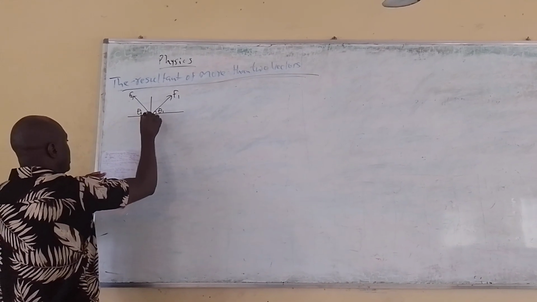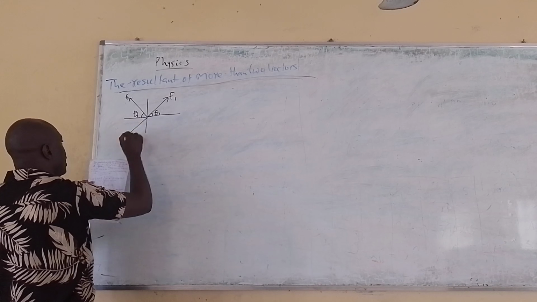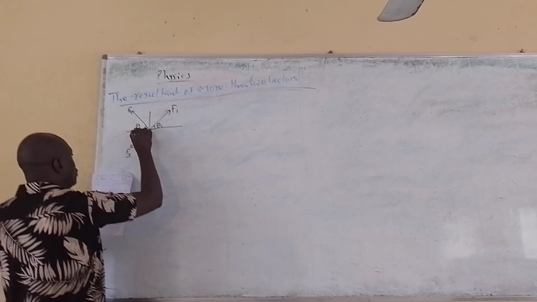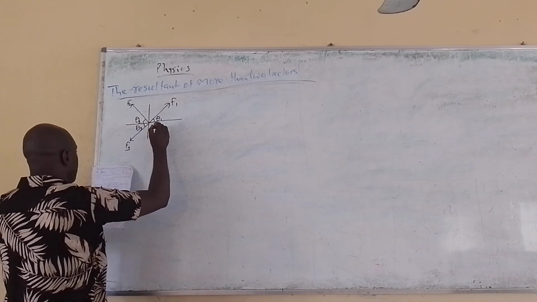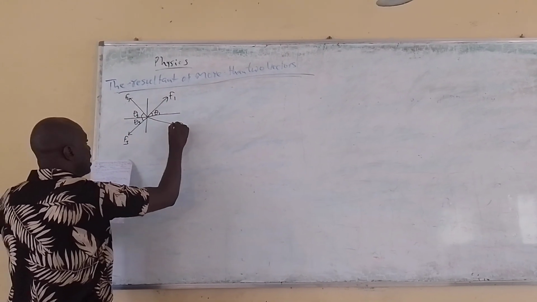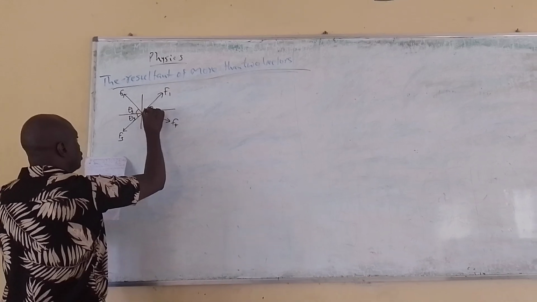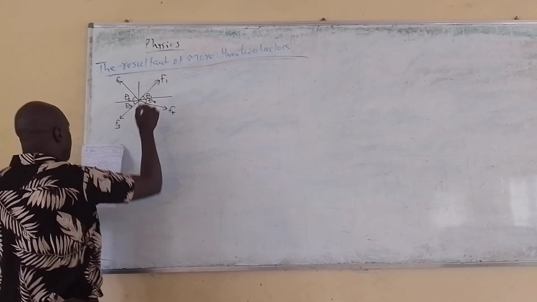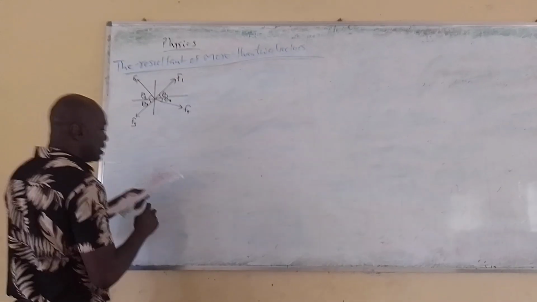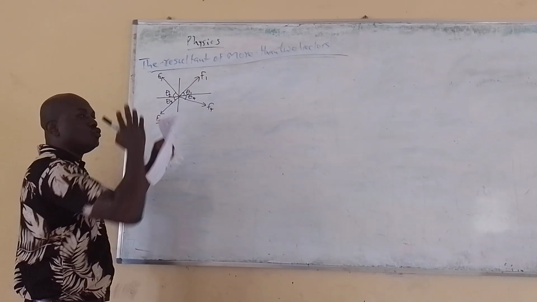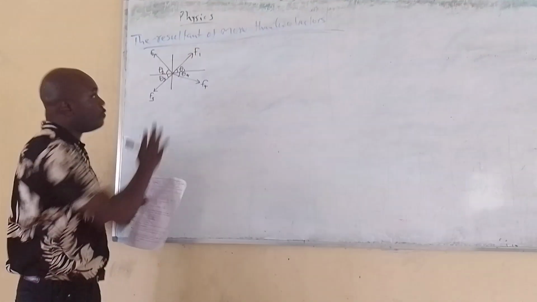Then you have another one here, which is your F3. It still makes an angle again, which you call theta 3. Then you have another one this way, which you call F4. It makes an angle, which you call theta 4. Having gotten this, you now have to make it into two different components. That's the essence of what we are trying to do.